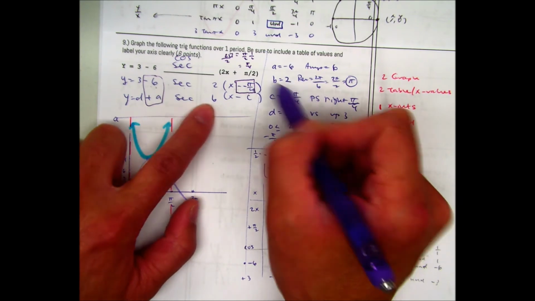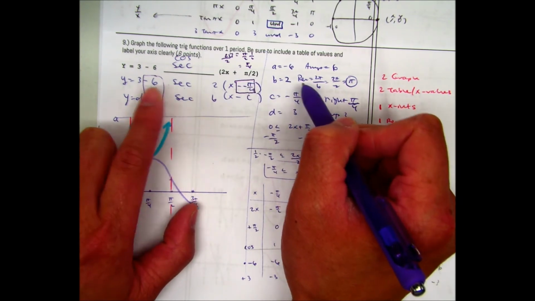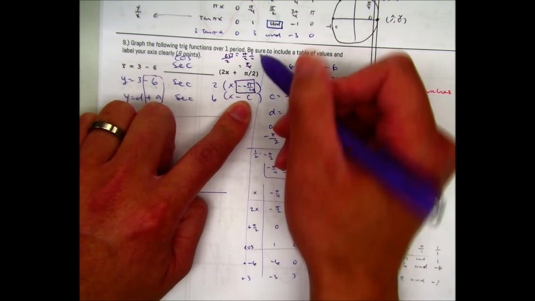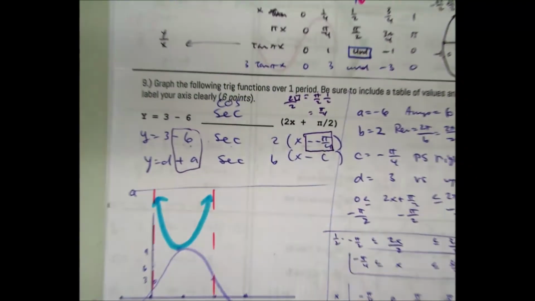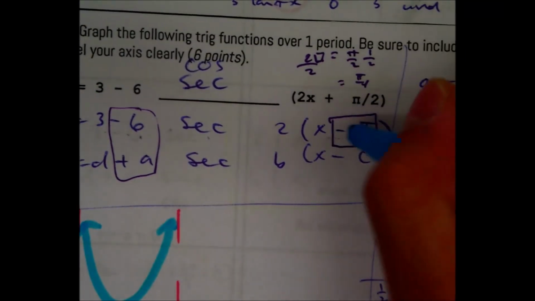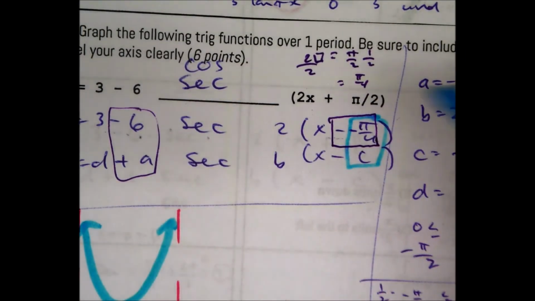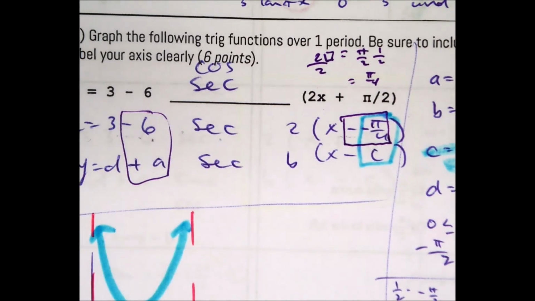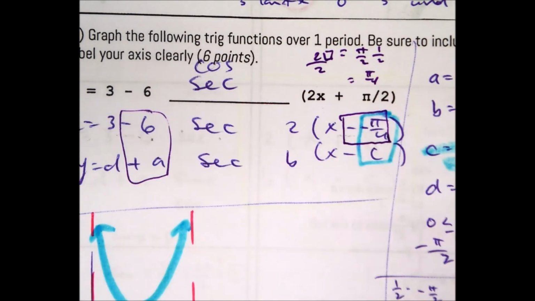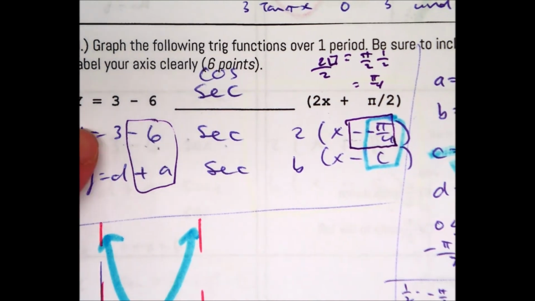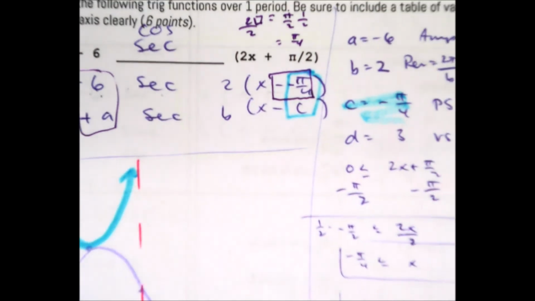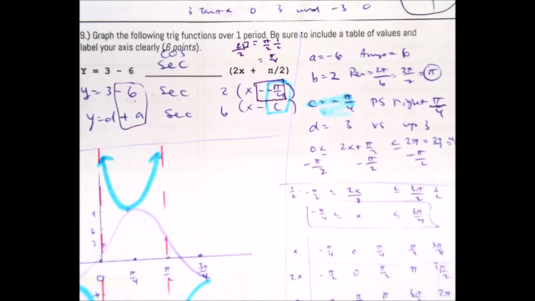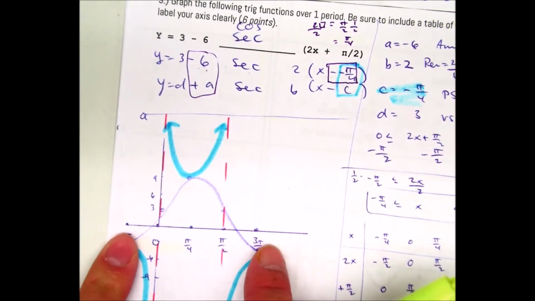My B value here is now a 2. My C value is negative pi over 4. And then my D value, which is up front here, is D equals 3. So it's a vertical shift going up 3. So how do you get the graph to go from your starting point to your end points of your graphs?